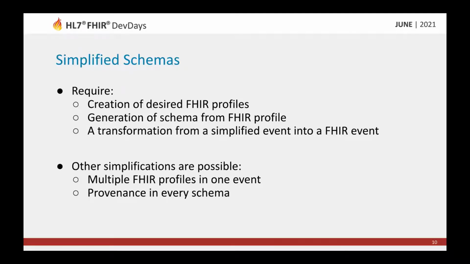Through having extra custom schemas and a simple transformation step, it's possible to add other simplifications, such as combining multiple FHIR profiles into one event. For the height observation we saw earlier, we could group that with the encounter in which it was measured. We've found that this can help the business move faster to produce high-quality FHIR data.